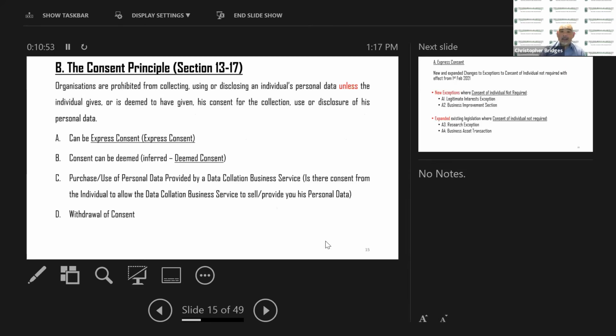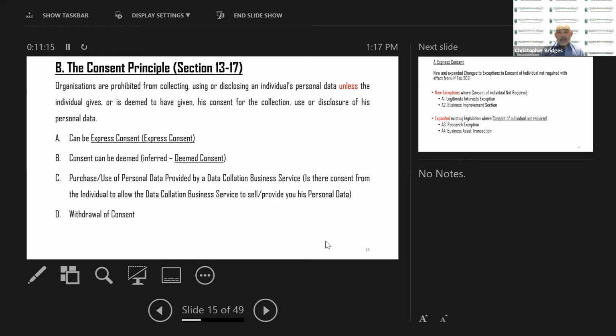Okay, what is the consent principle? Sections 13 to 17. Organizations are prohibited from collecting, using, or disclosing an individual's personal data unless, essentially, you obtain consent from the person whose data you're either collating, using, or releasing.